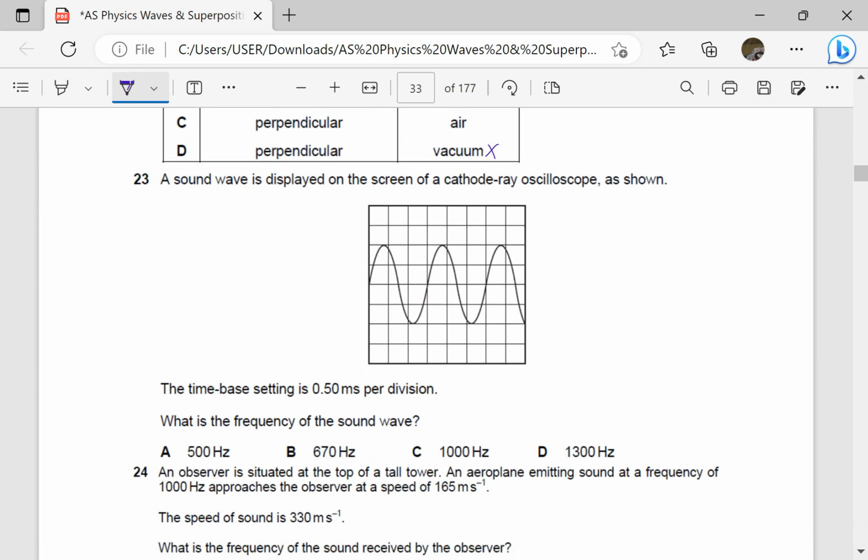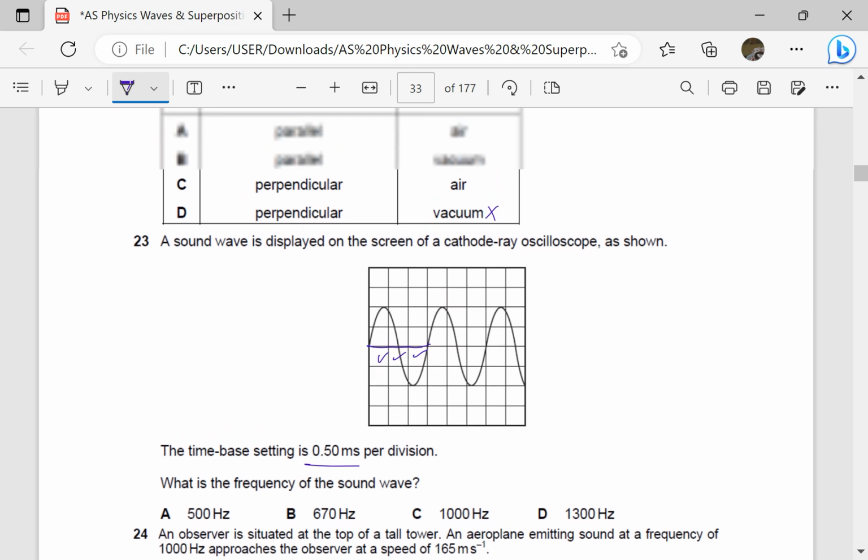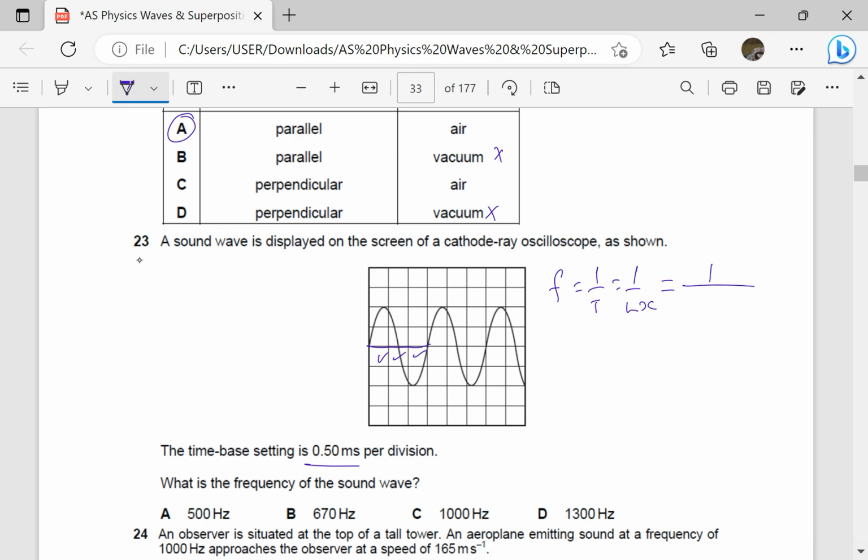A sound wave is displayed on the screen of a cathode ray oscilloscope as shown here. The time base is 0.5 milliseconds per division. What is the frequency? So let's say how many divisions represent one cycle? 1, 2, 3. One cycle stops here. So frequency is equal to 1 over period, which is 1 over the length representing one cycle and the time base setting.